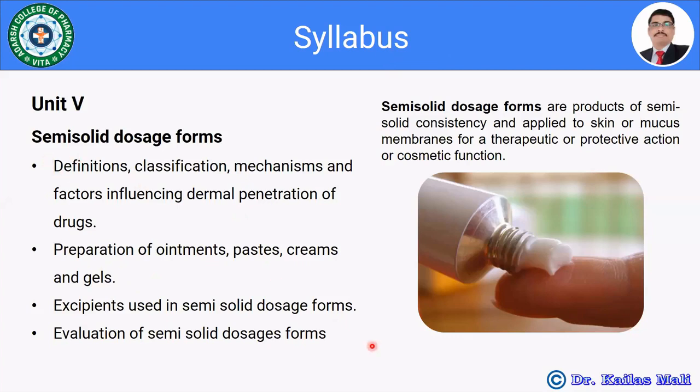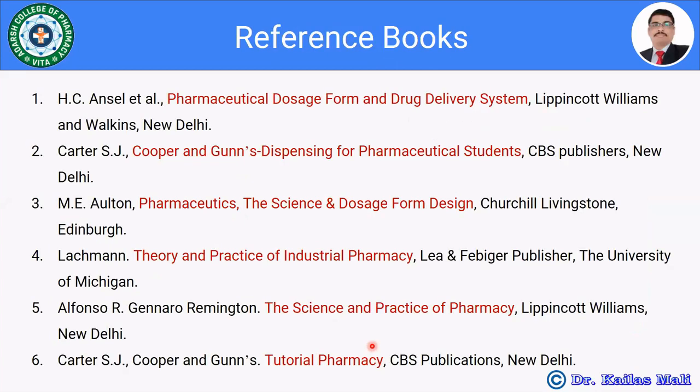So this is the syllabus of the Pharmaceutics I, and these are some of the reference books. I'm saying reference books which I used to study the subject Pharmaceutics I. Very first one, that is Pharmaceutical Dosage Form and Drug Delivery System by Ansel. Then the second book, that is Cooper and Gunn's Dispensing for Pharmaceutical Students by Carter. Then Pharmaceutics, the Science of Dosage Form Design by Aulton.